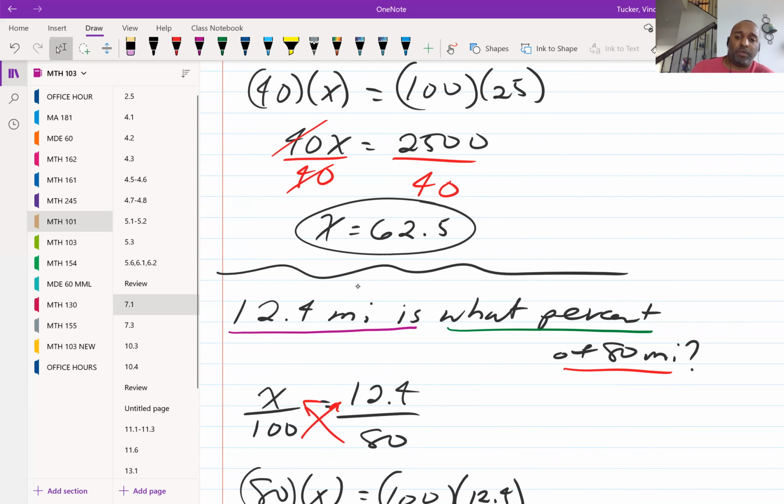So once again, we're breaking it up into is over of and the percent over 100. So 12.4 is. So that's my top number of my fraction. Then it says what percent. So this time my percentage is unknown. That's why I have X over 100. Whatever is attached to a percent will always go over 100. And then from there, of 80. So of is my bottom number for my other fraction.